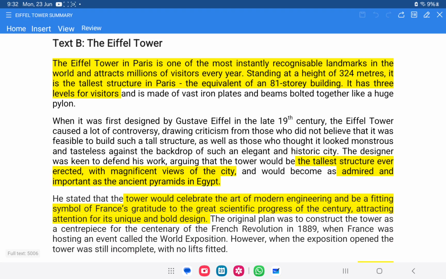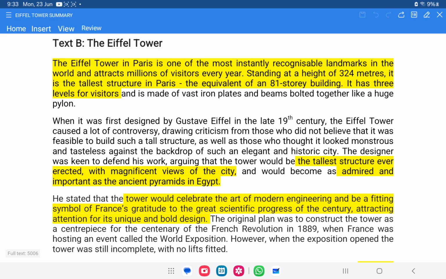So it is written there: the Eiffel Tower in Paris is one of the most instantly recognizable landmarks in the world and attracts millions of visitors every year. Standing at a height of 324 meters, it is the tallest structure in Paris, the equivalent of an 81-story building. It has 3 levels for visitors.